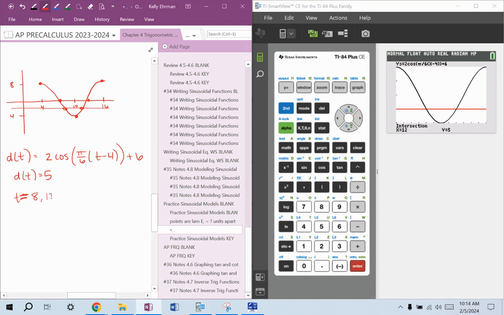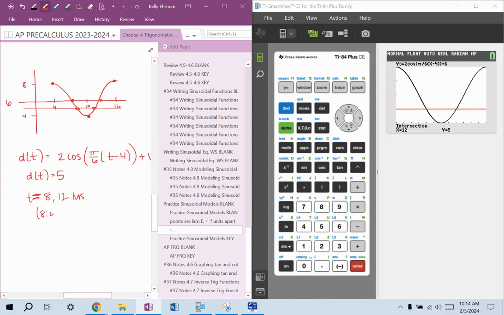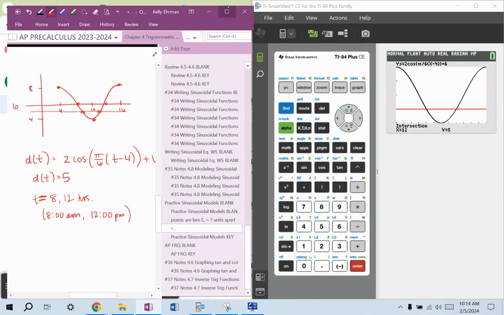I guess we could have just used symmetry for that. If this is 8, the other one's going to be 12. But those would be hours. Now, it did ask for time. So if 4 was 4 a.m., this would be 8 a.m. and 12 hours after midnight, so 12 p.m., if they wanted the times.